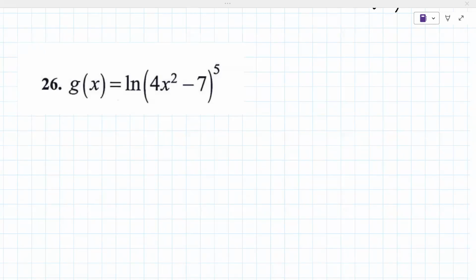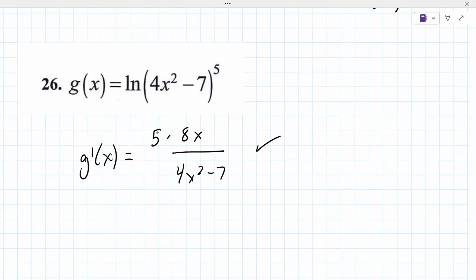Okay, so 5 times 8x over 4x squared minus 7. Like this. Yeah. Okay, that does work. Okay, good. All right. A little bit more with the chain rule, and then we'll go a little bit deeper into the chain rule.